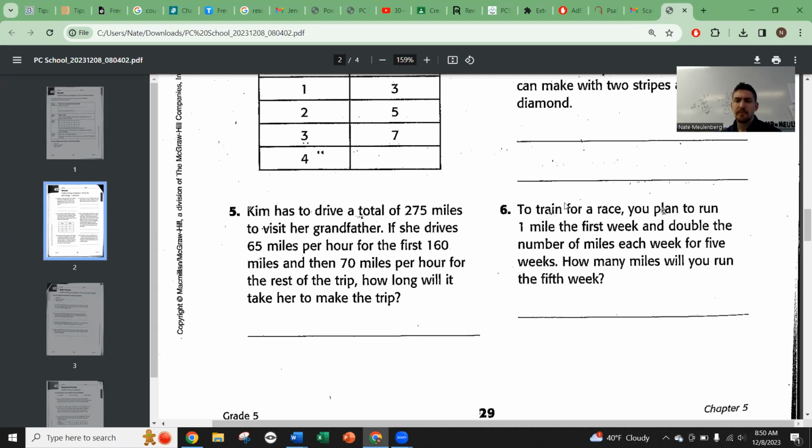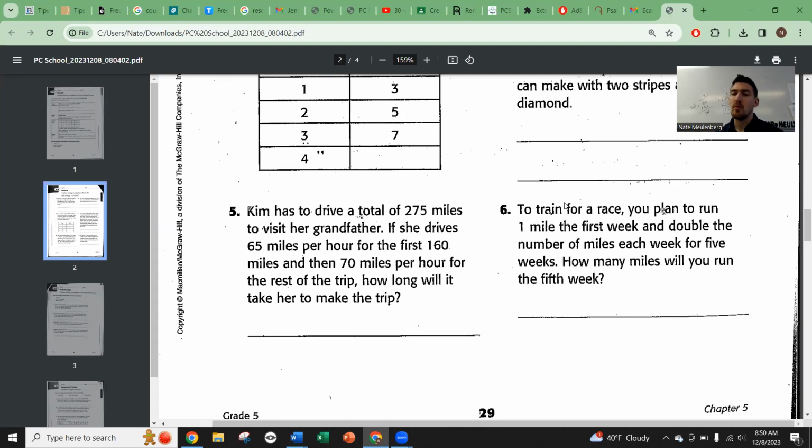A runner trains, and around the first week, doubles the length of miles each week. How many miles will you run the fifth week? Good. So 1 mile the first week. How many miles do they run the second week?